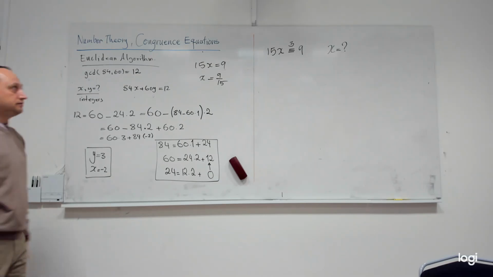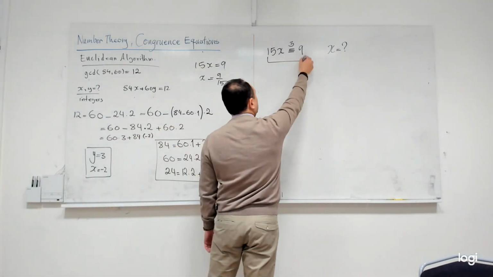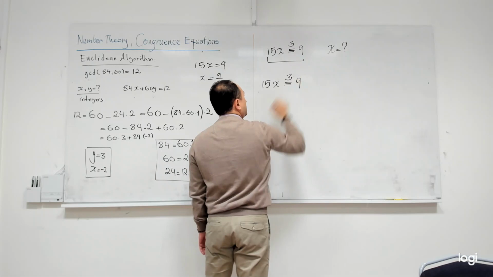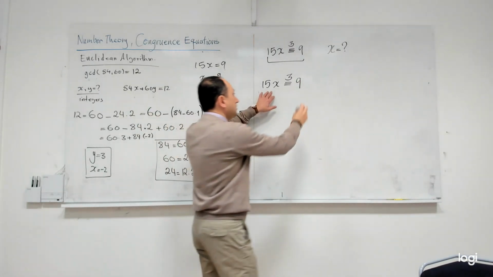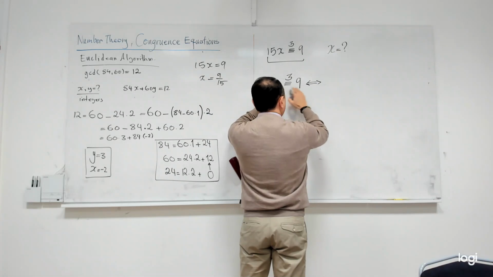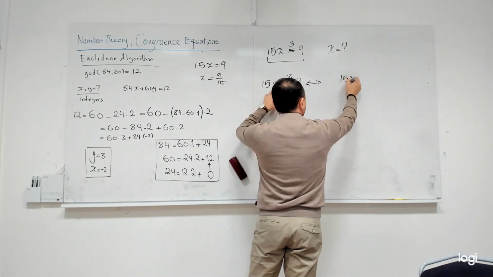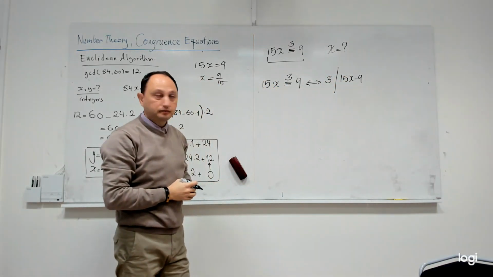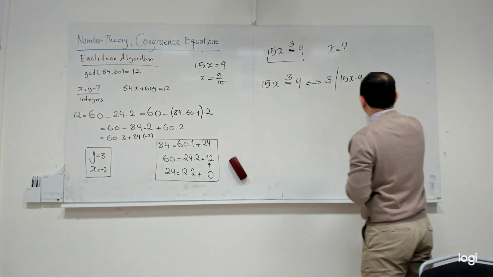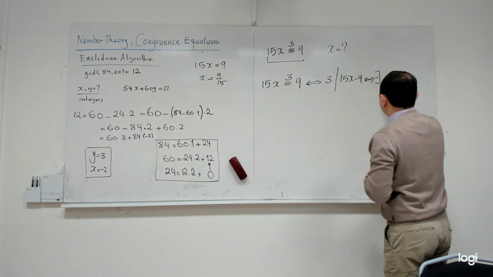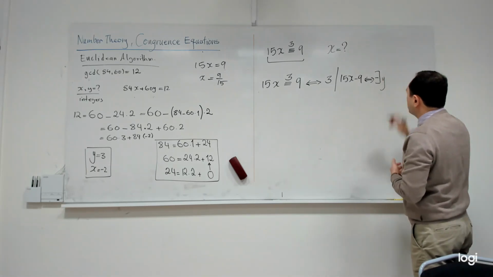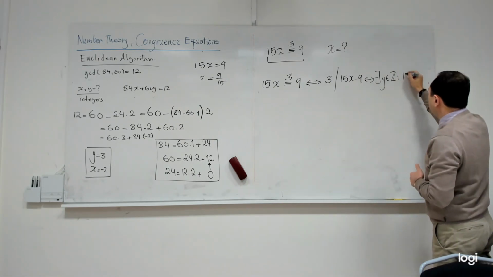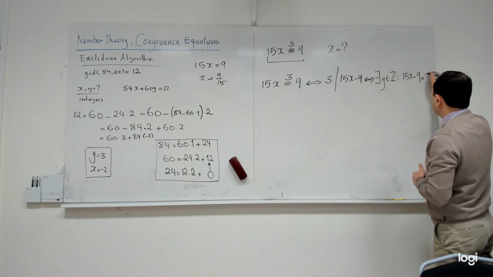So how do we do that? You need to know how to interpret this. 15x congruent to 9 is equivalent to saying that 15x minus 9 is divisible by 3. That's the meaning. And what is the meaning of divisibility? It means that there exists, usually I write q, but let me change my letter to y here, there exists a y in Z such that 15x minus 9 is 3y.